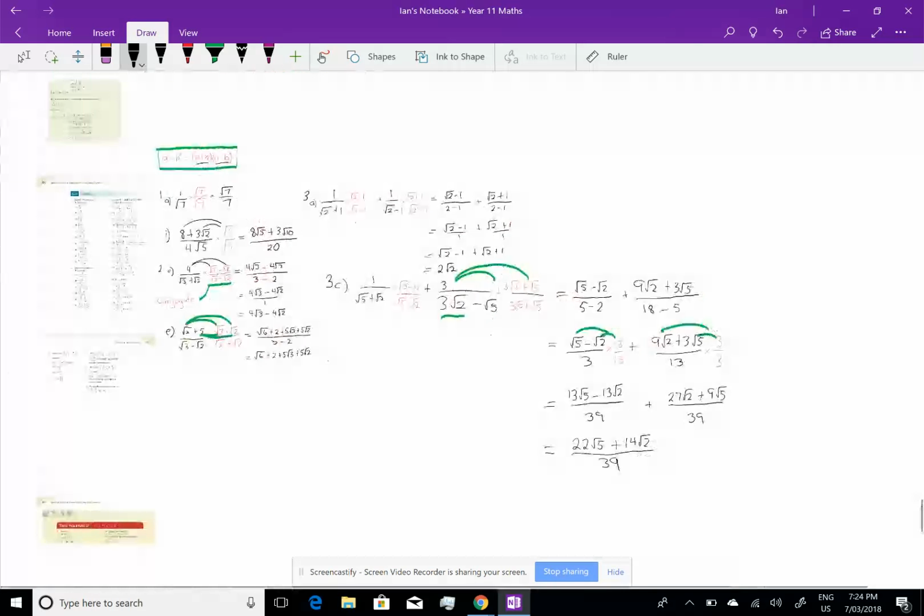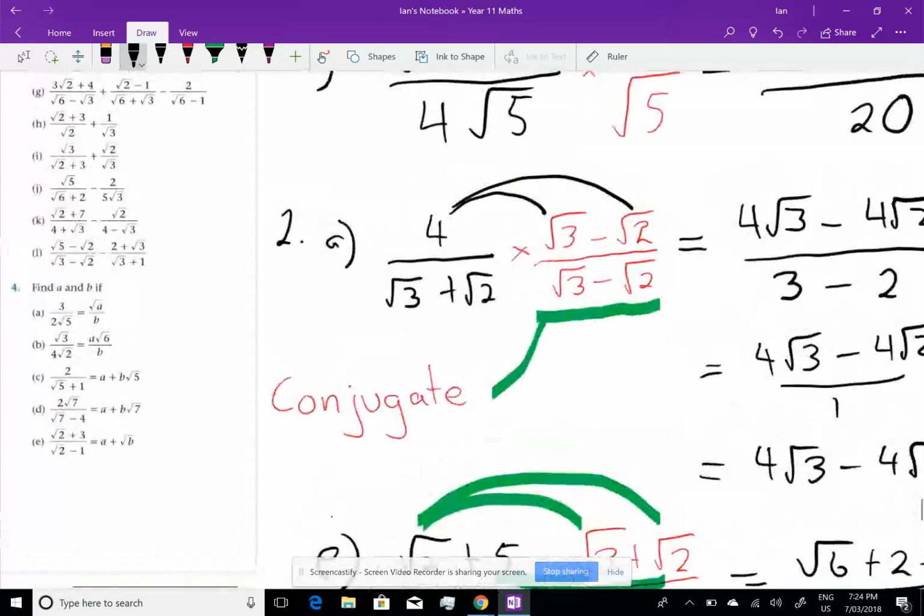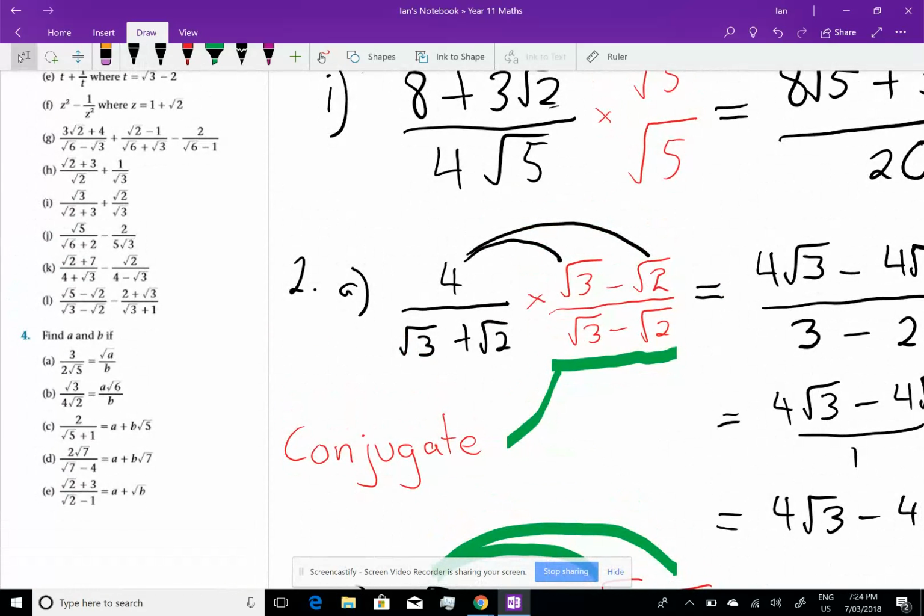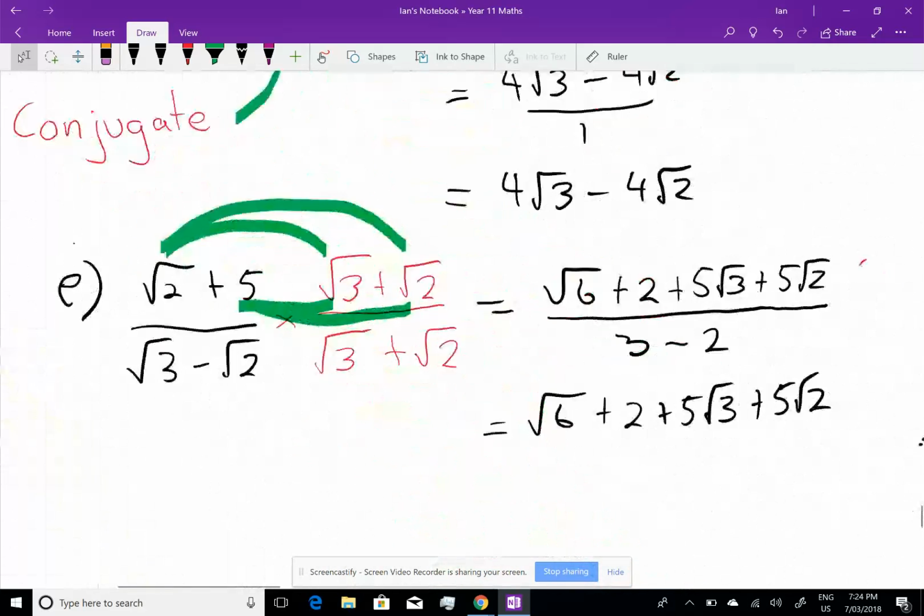Okay. Question 3G is long, but not that hard. I is pretty easy. I want to have a look at K. I'm going to have a look at K. 2 plus root 2 plus 7.